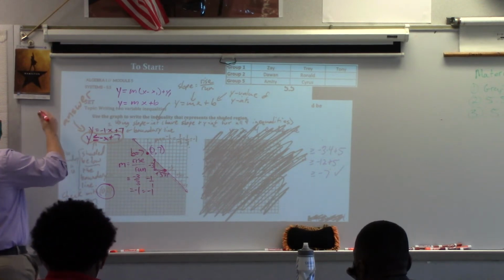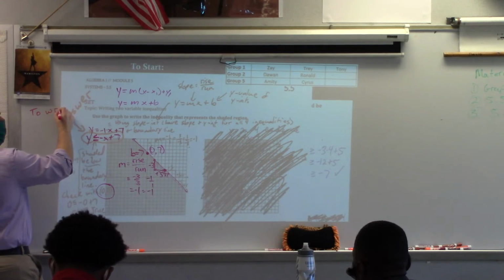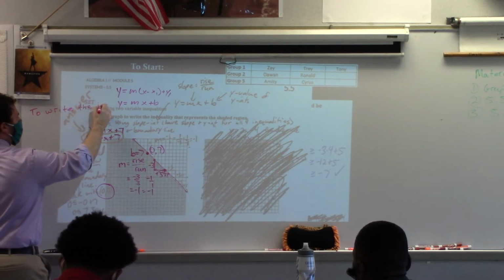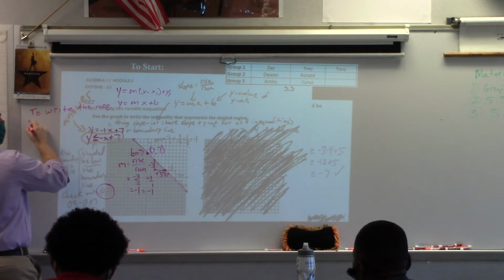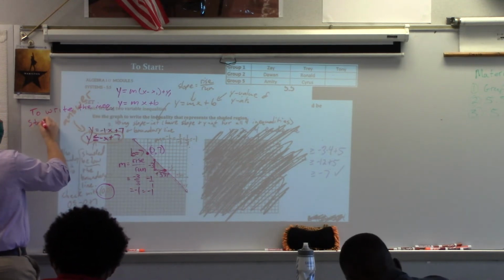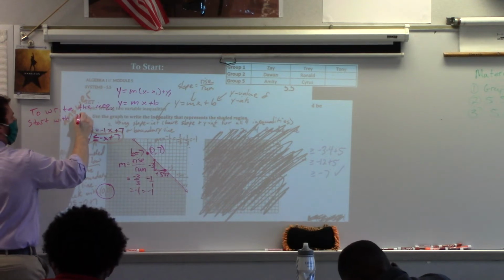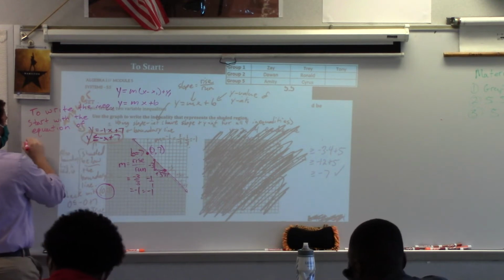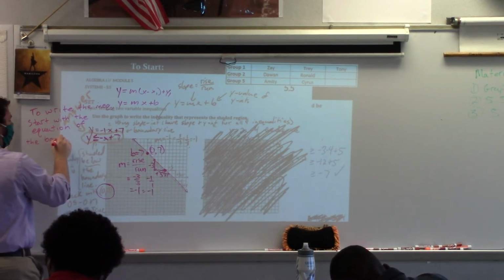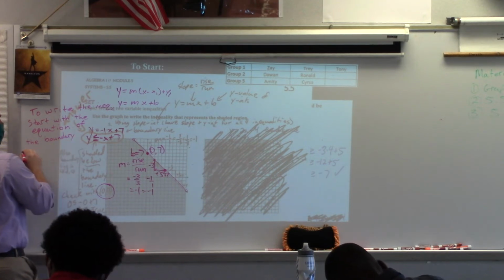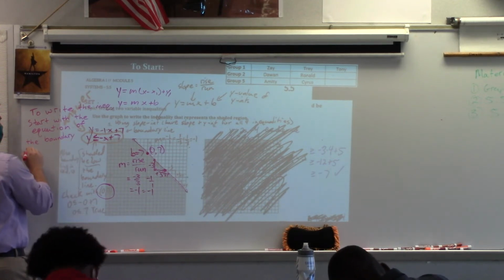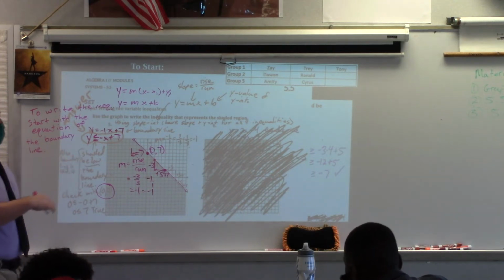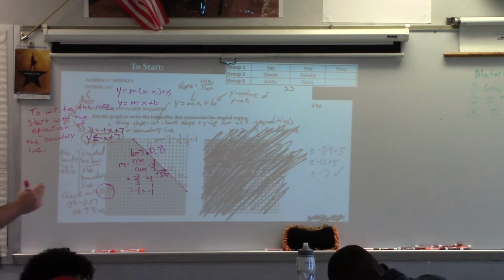But here's what I want you to recognize first and foremost. Just like with graphing, to write the inequality, what is the first thing you need to do? Start with what? Start with the equation of the boundary line. If you did not already know that, you need to write this down to use with tonight's homework. To write the inequality, start with the equation of the boundary line, because once you have that, it's just writing the correct inequality.